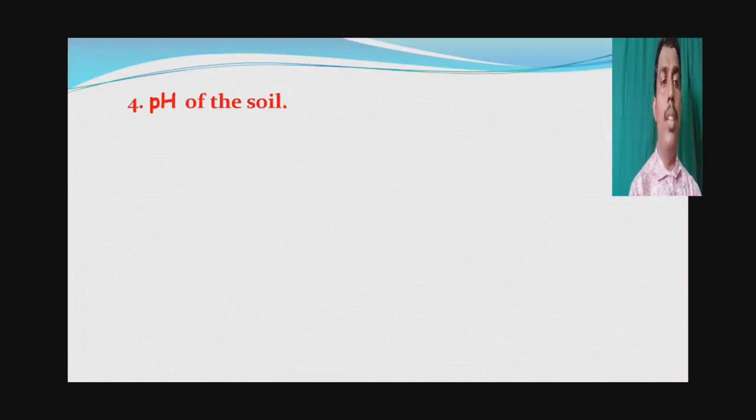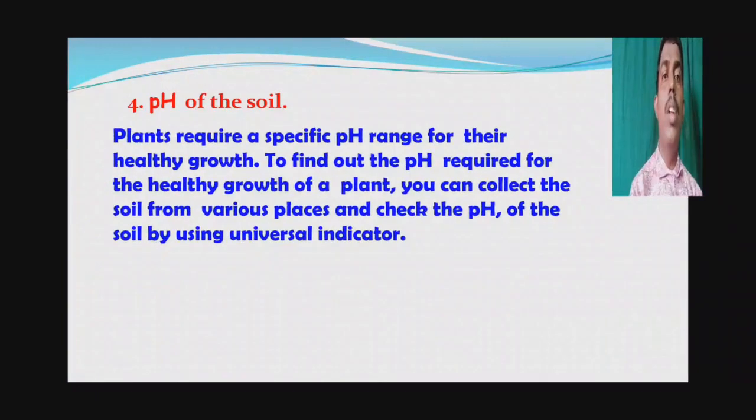pH of the soil. Plants require a specific pH range for their healthy growth. Already we discussed that plants and animals live in a narrow range of pH, and plants also require a specific pH range for healthy growth.